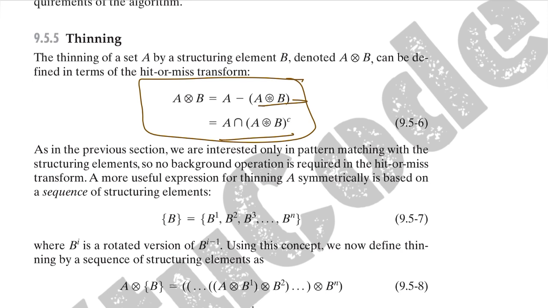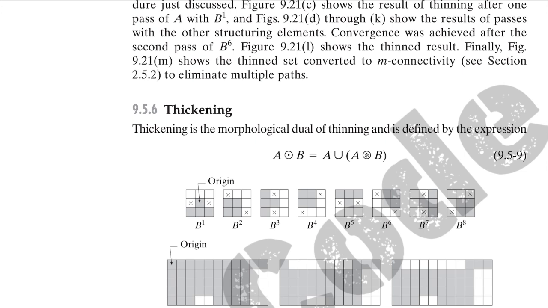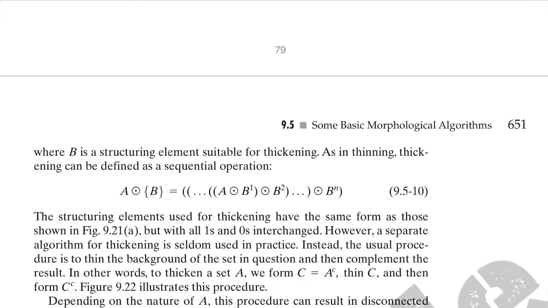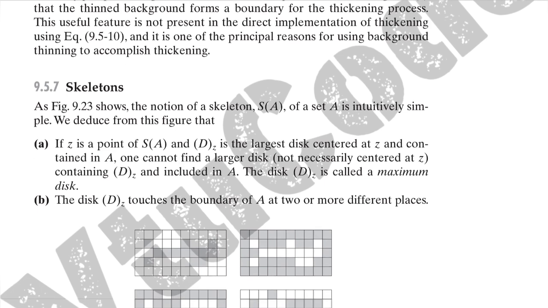A thinned result can be converted to m-connectivity to remove all the unwanted paths, making sure the connectivity is maintained. Thickening is the opposite of thinning: you increase the thickness of an object in a binary image while maintaining connectivity. So this is the equation. A is the input binary image, B is the structuring element used for thickening, and the operation involves complementing the set A and applying morphological transforms with set B.